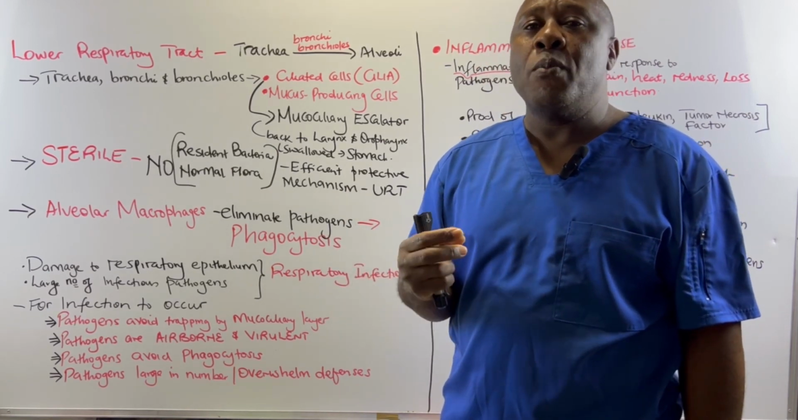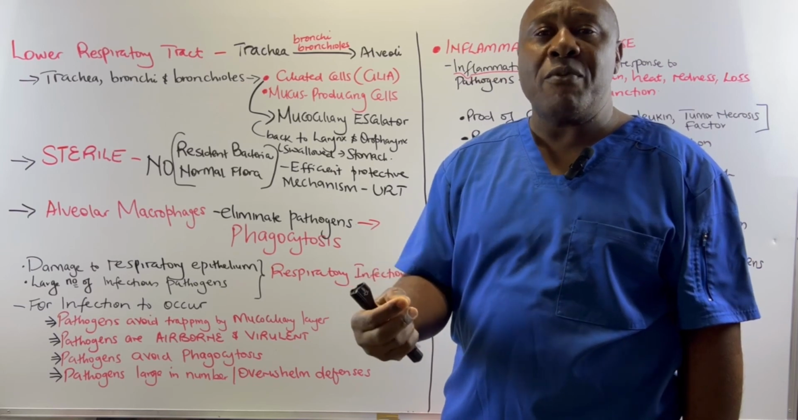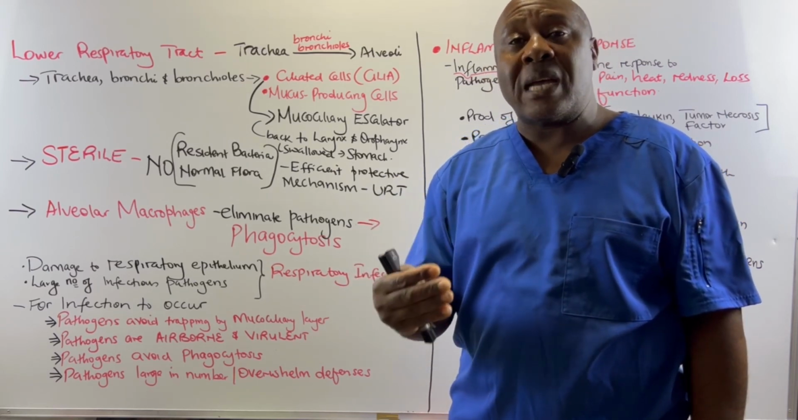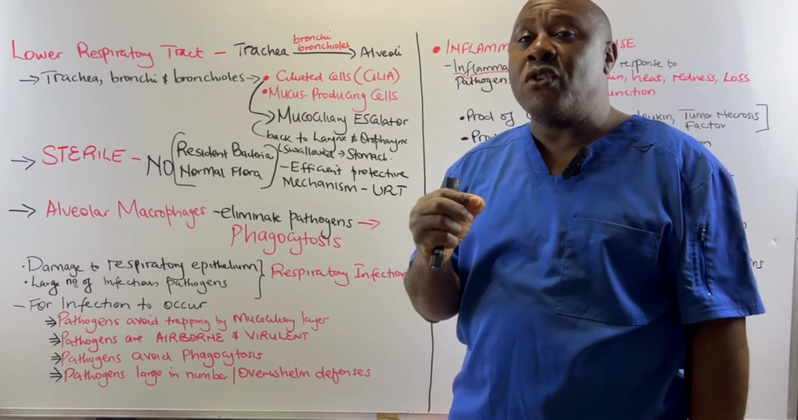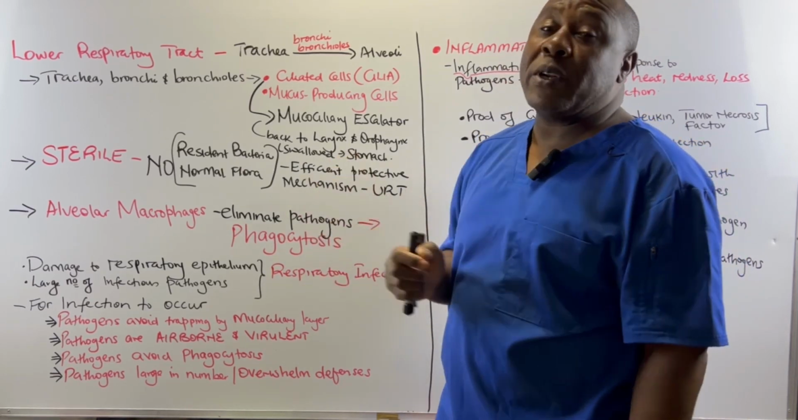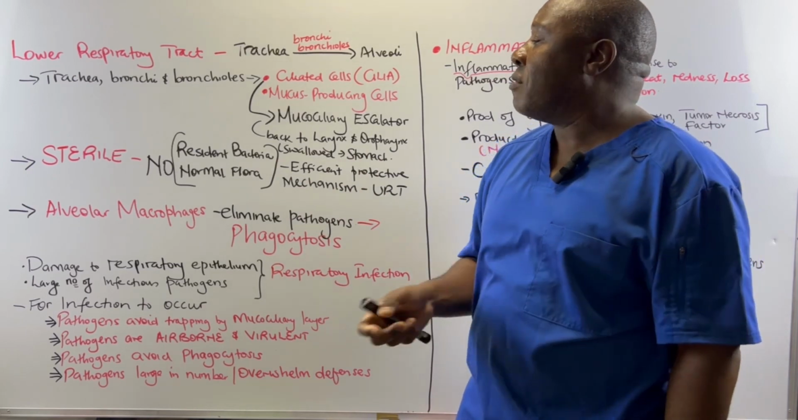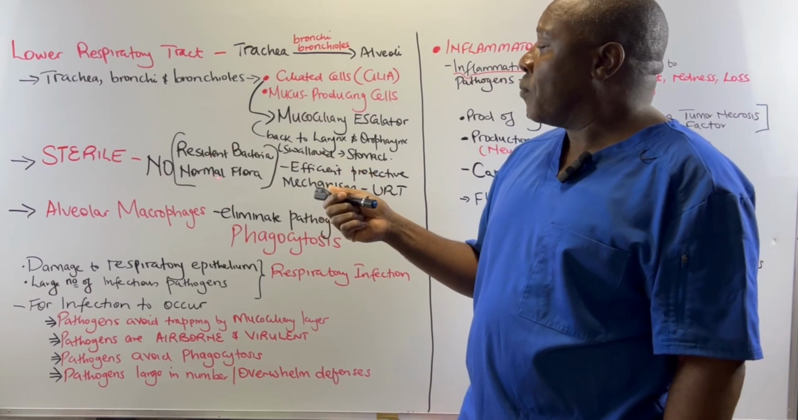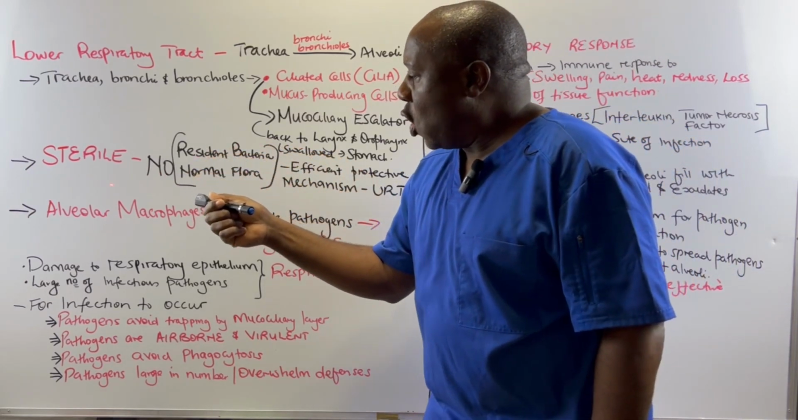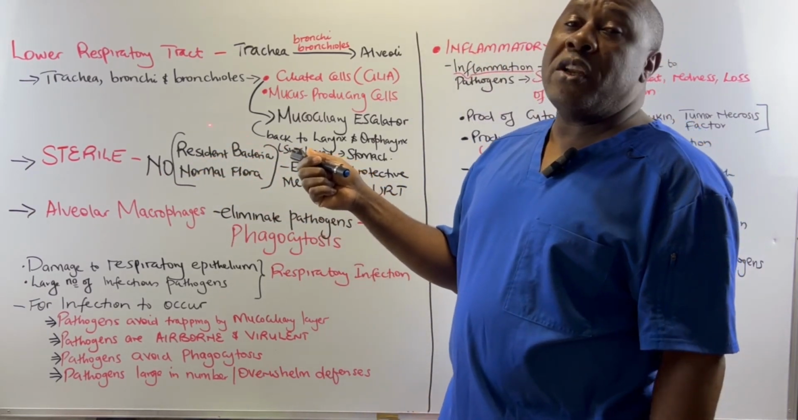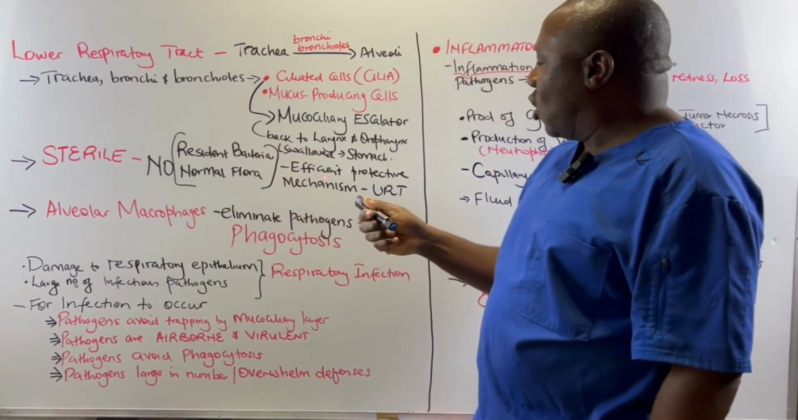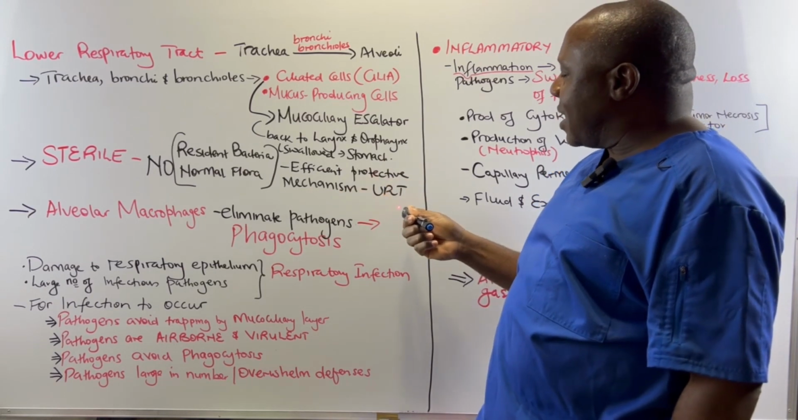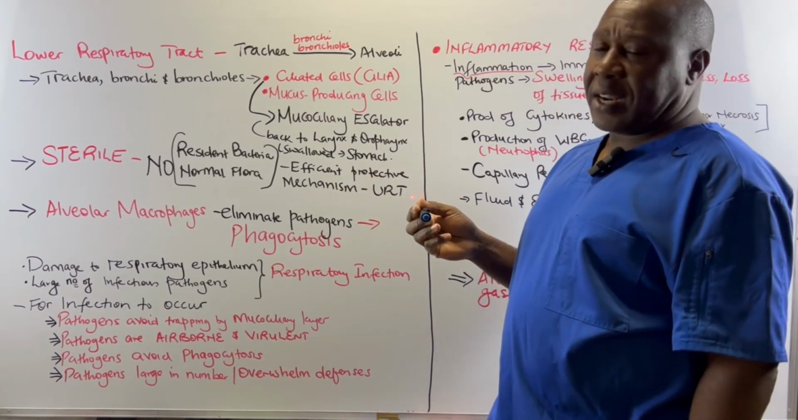Normal flora competing for attachment sites with the harmful bacteria and also producing bactericidal chemicals or substances that destroy the harmful bacteria. In the lower respiratory tract, we are not meant to have any resident bacteria or any flora at all. But this lower respiratory tract will only remain sterile as long as we have an efficient protective mechanism provided by the upper respiratory tract.